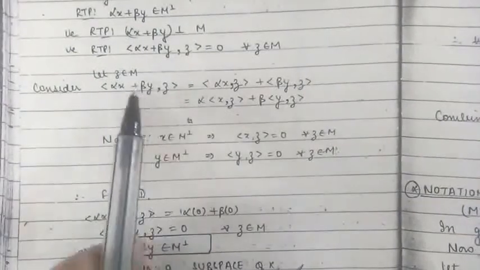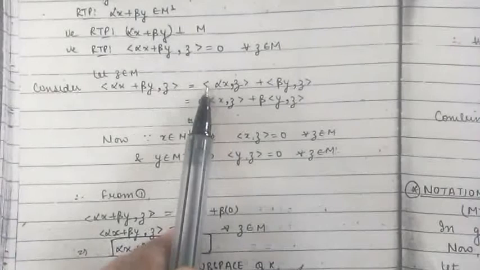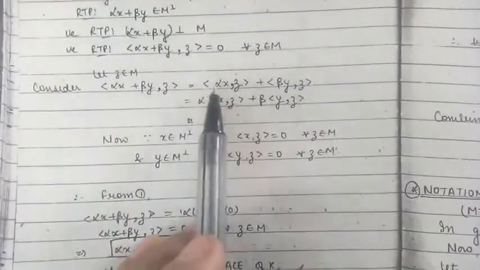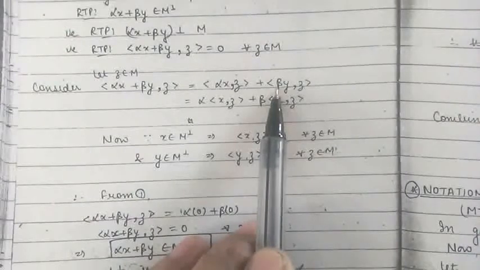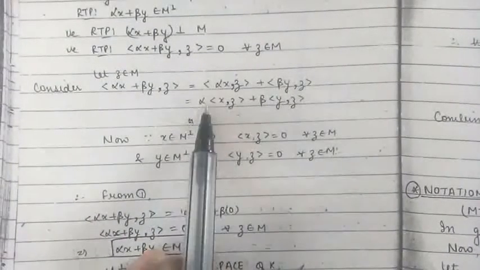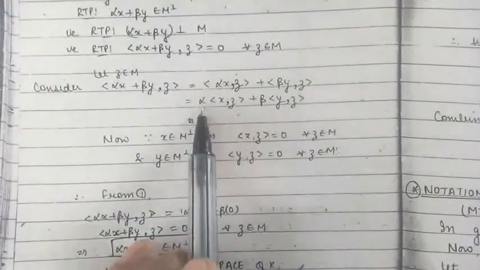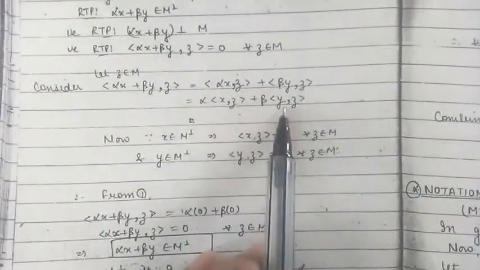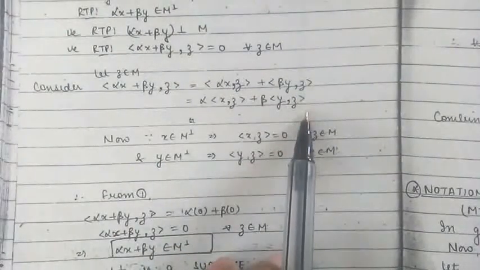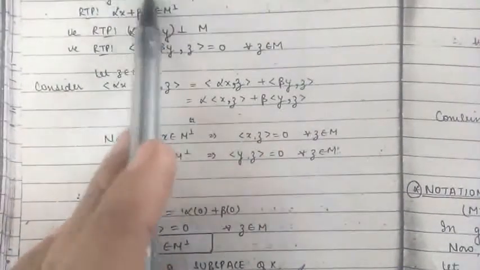Now by using the linearity property of inner product, this can be written as the inner product of alpha X with Z plus the inner product of beta Y with Z. Now we can take alpha outside by the properties of inner product. So this can be written as alpha into inner product of X with Z plus beta into inner product of Y with Z.